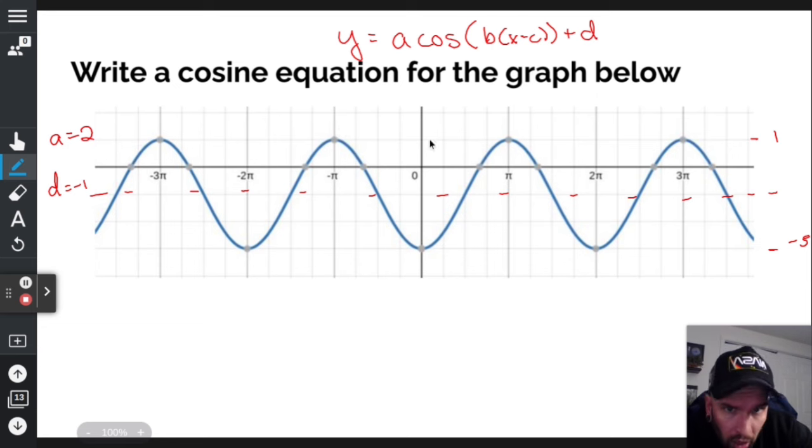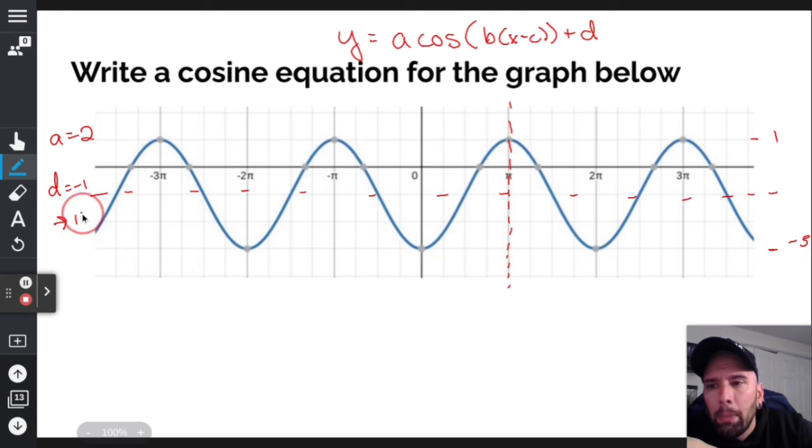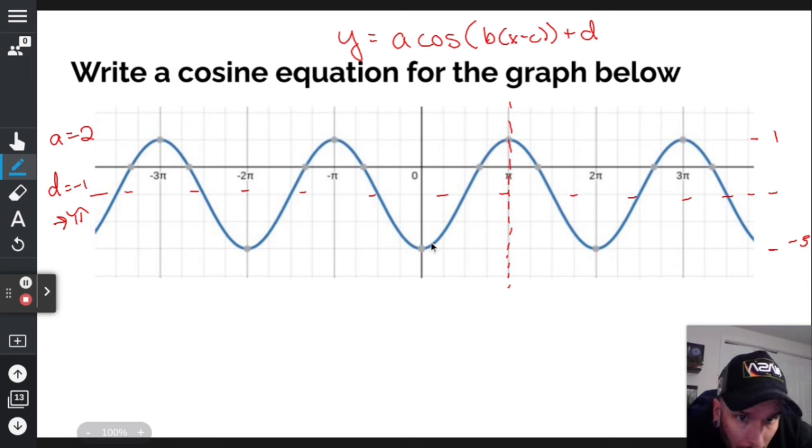That's that. Now, cosine is supposed to start up here. And it didn't. So why don't I pick a new starting spot where it is supposed to start at the tippy top, and that's right here. So it starts here, which means I moved to the right pi to make that happen. Okay, so I'm moving to the right pi. I'm moving down 1. I have an amplitude of 2. Now I need my period. My period is 2 pi again. So that makes life easy, which makes my frequency 1.